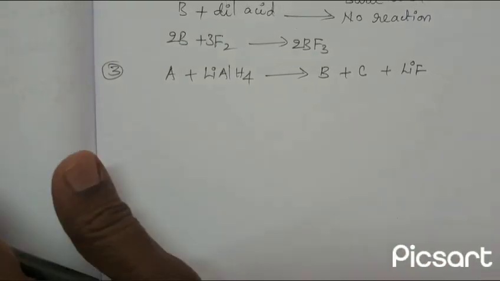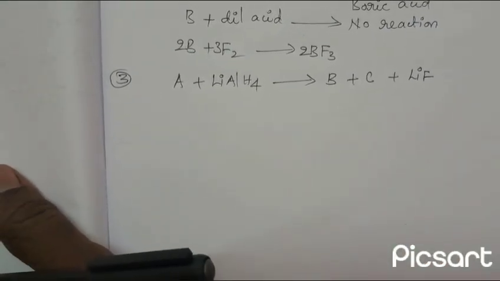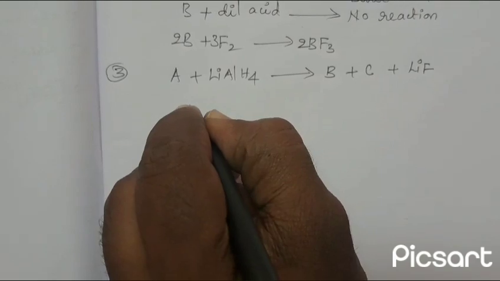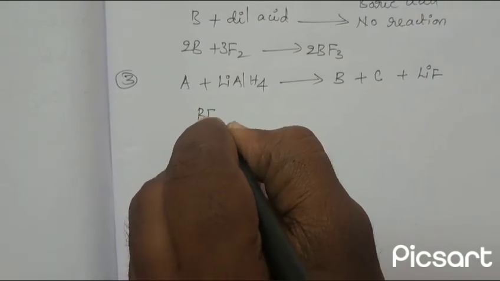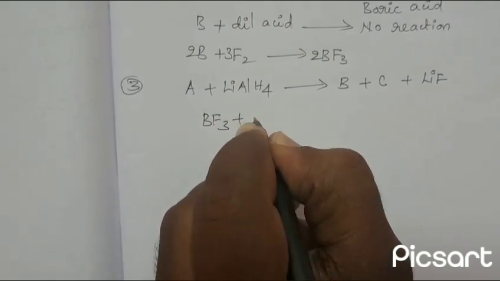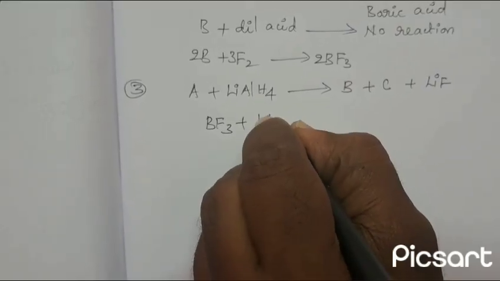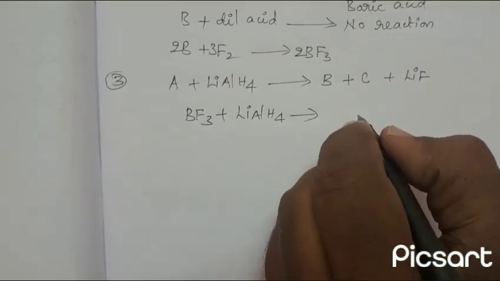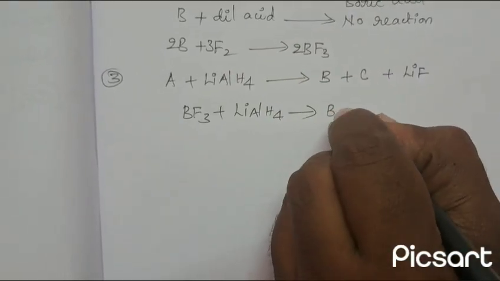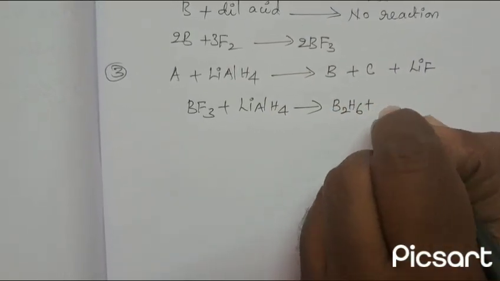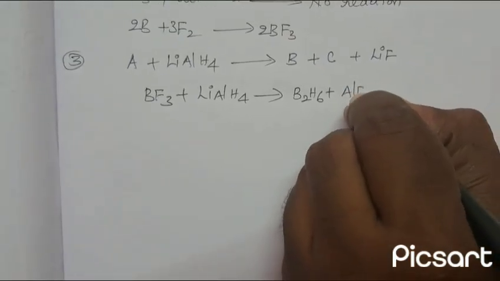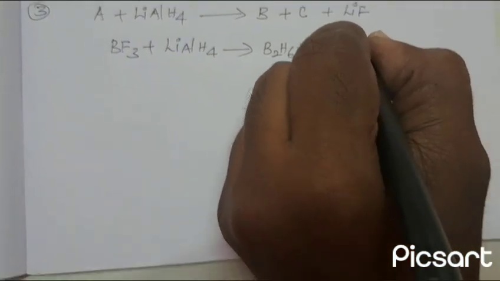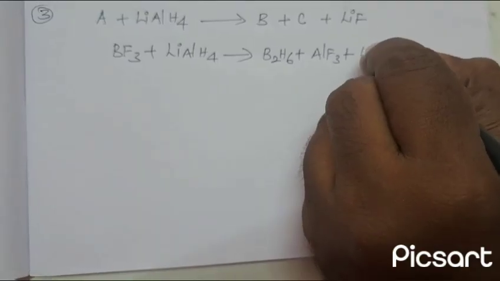So here you can see that boron trifluoride, when it reacts with lithium aluminum hydride, gives diborane plus AlF3 plus lithium fluoride.